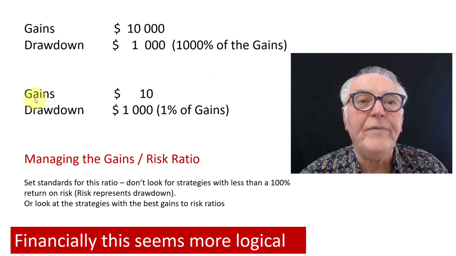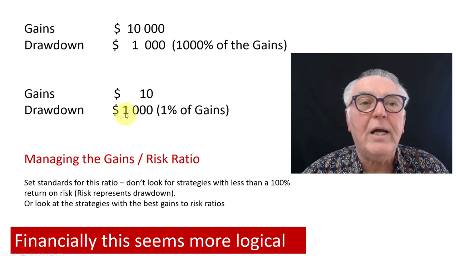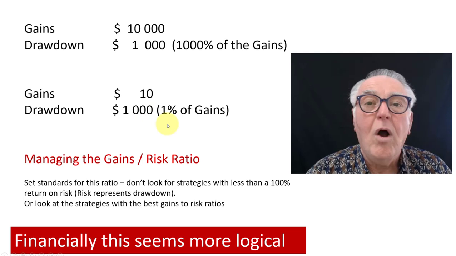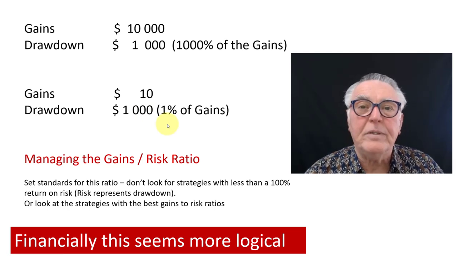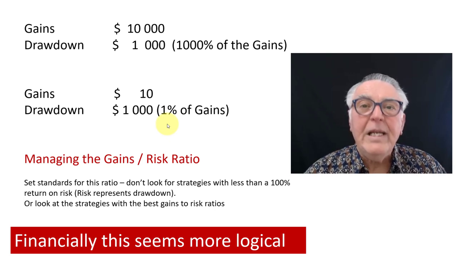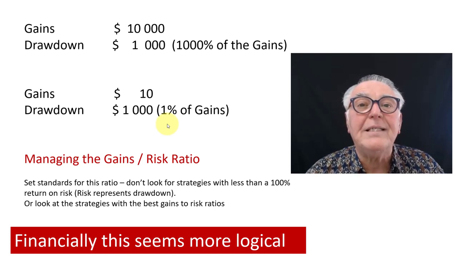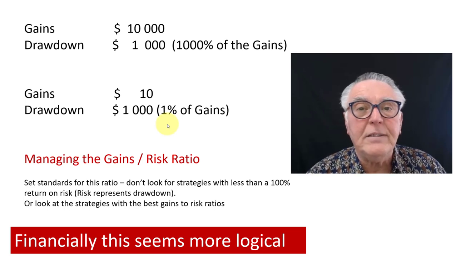So let's have a look at the other example. If your gain is $10 and your drawdown was $1,000, you've made 1% on your risk, and that obviously is a terrible strategy to use compared to the first one that I've mentioned. Now, as I said, this cannot be manipulated because this is an efficiency ratio. It tells you how efficient the trading system is.